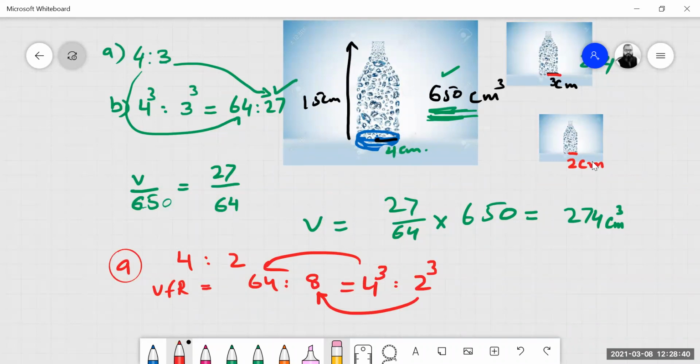Okay. Now here what will change? V is equal to 27. In the place of 27, now it will be 8. And the 64 will be the same, multiplied by 650. So what is the answer? What will be the capacity for the 2 centimeter bottle?